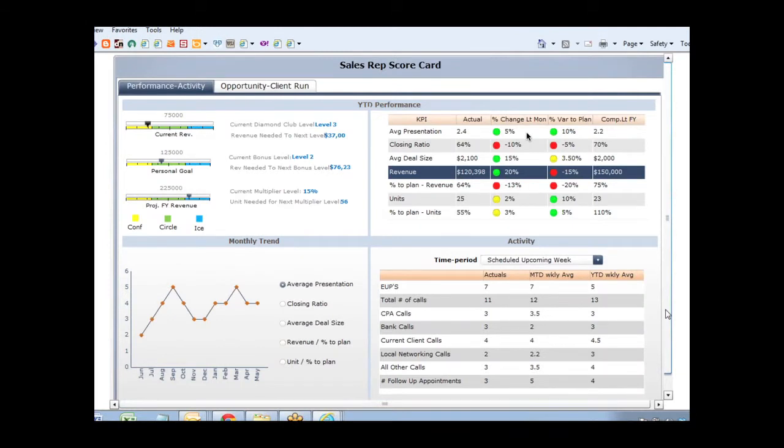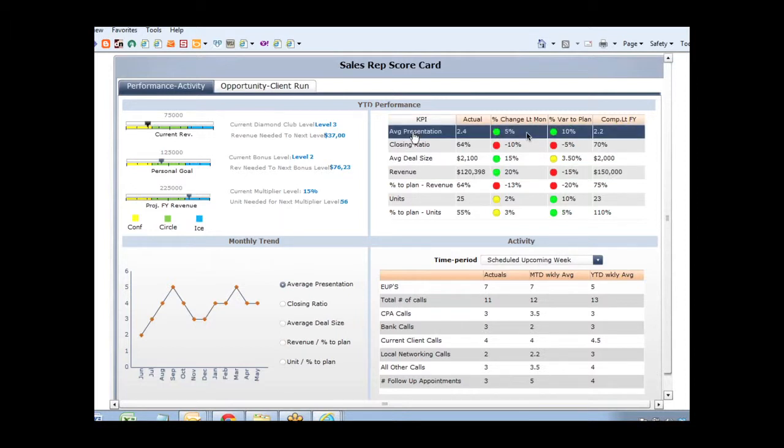Here's an example of a sales rep scorecard dashboard, which gives the performance activity of a sales rep and the opportunity client run details. You can quickly see that there is year-to-date performance that can be viewed of an individual sales rep, along with the actual performance, the KPIs, the various key performance indicators that you want to look at. And then also look at the monthly trends, the average number of presentations, the closing ratio, the average deal size, the revenue percentage to plan, and the number of units percentage to plan. So you quickly get the sense that you can get to the real lowest level of granularity possible. Again, put it in a dashboard, make it available to the sales reps in this case, and to their managers and their managers' managers on an as-needed basis.